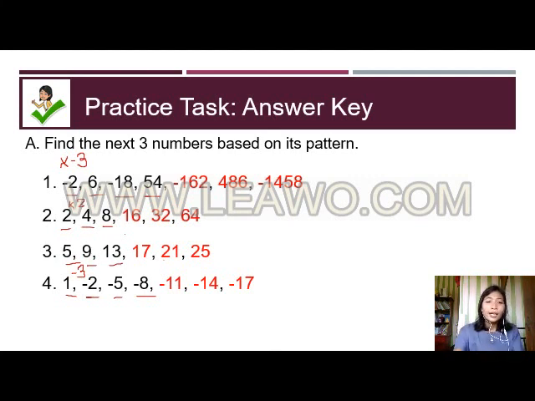Okay? Next, number 5. Okay? For number 5, you are given 3x. Okay? How many x's do you have?